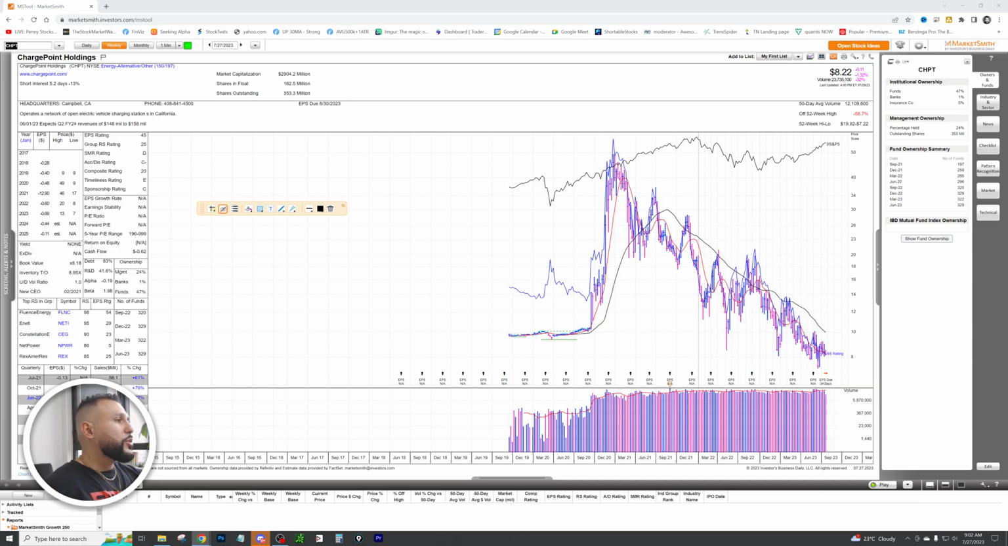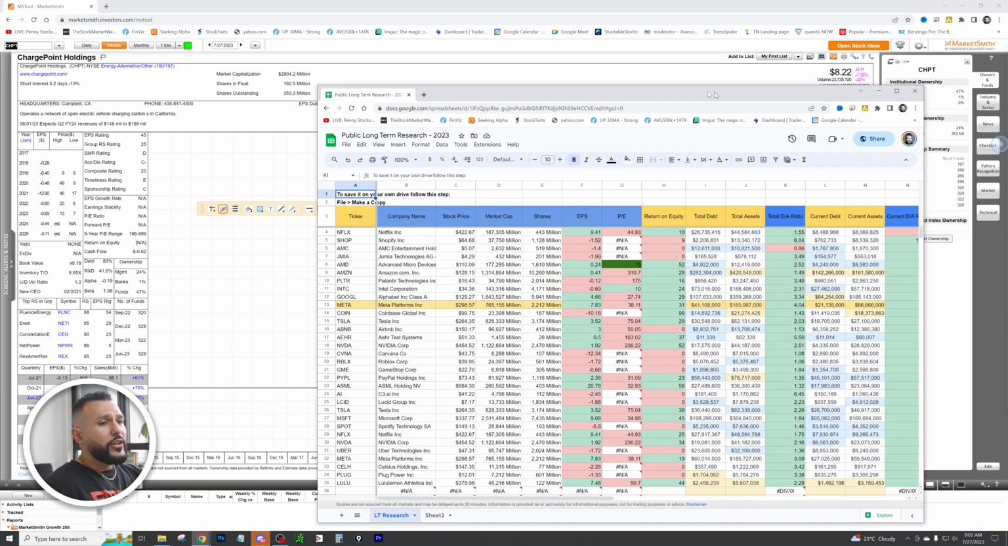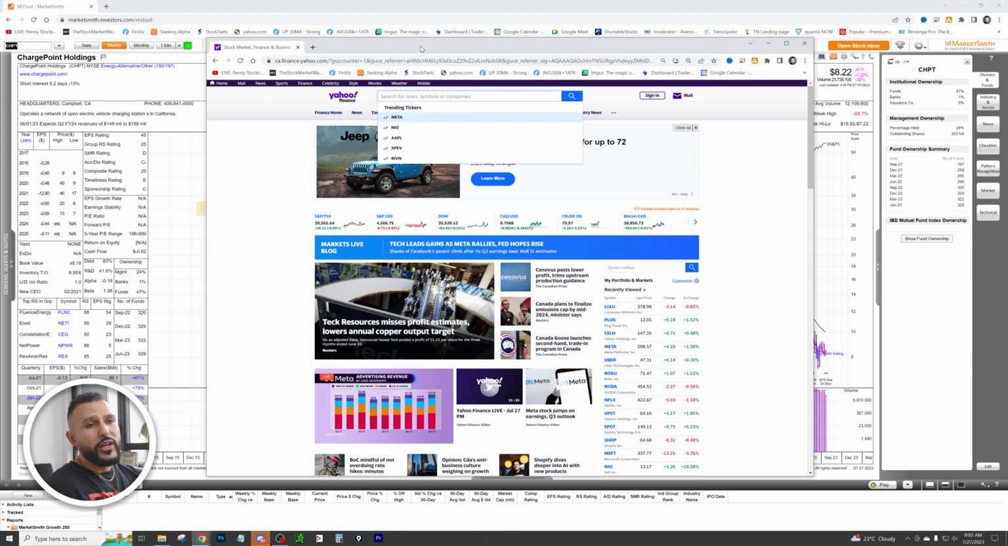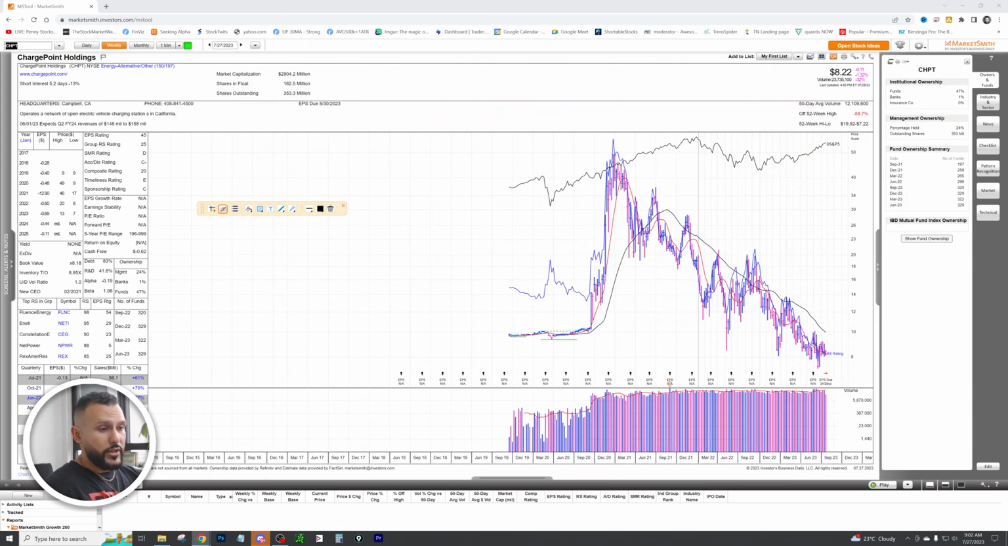All right, so now I also have my handy dandy Excel sheet that's going to tell us what we want and how, if it's going to pass or fail, and we have our Yahoo Finance. So let's go ahead and start plugging in some of these numbers and see if this is going to pan out.